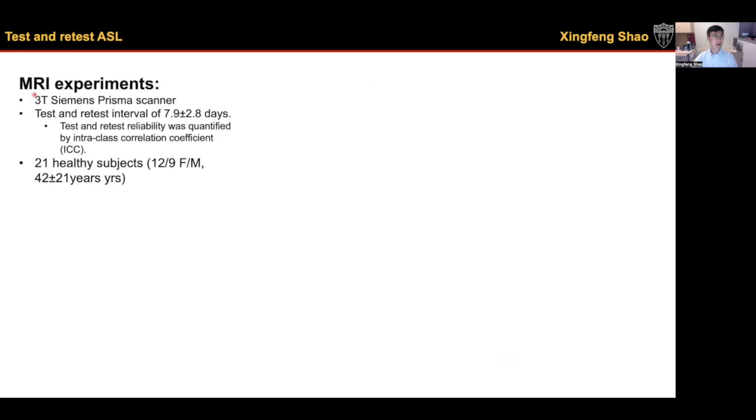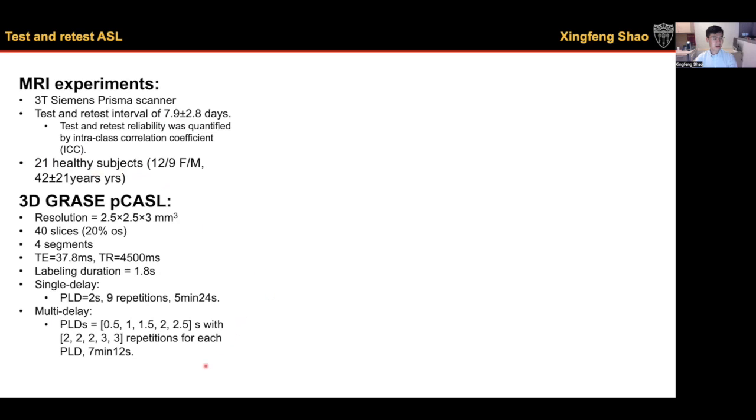All MR experiments were conducted on a 3T Siemens Prisma scanner, with a test-retest interval of about 8 days, from 21 healthy subjects. Here are the parameters for our acquisition. We use a relatively high spatial resolution, about 2.5 by 2.5 by 3 millimeters.